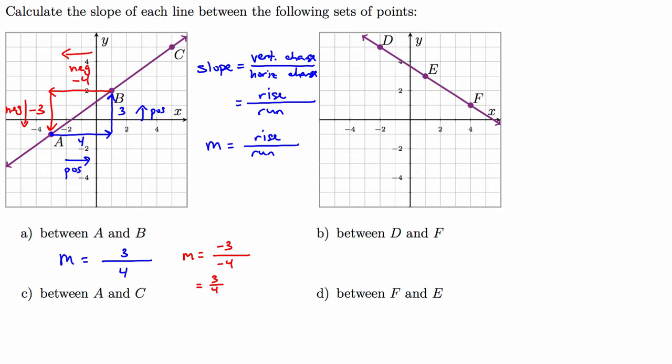Now we'll move to part C, where we want to find the slope of the line between the points A and C.